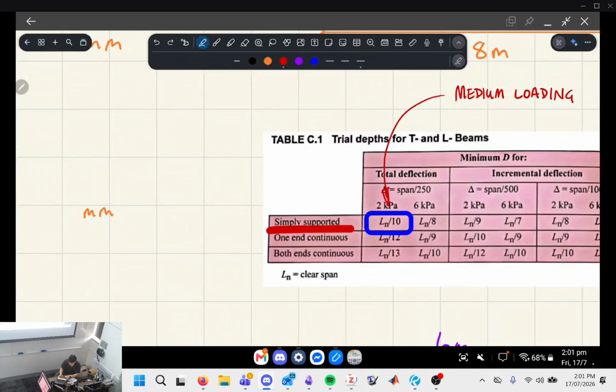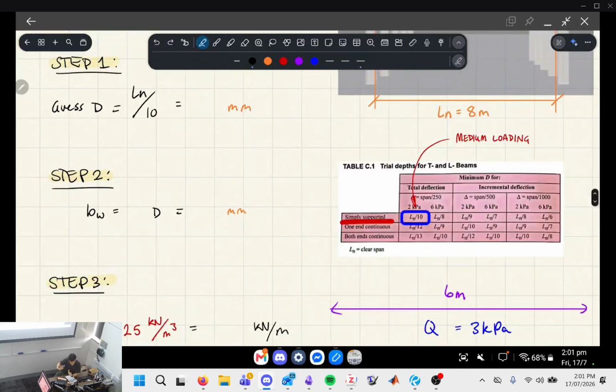The idea is they give you trial values based on whether you've got medium or high loading. Our loading is in the ballpark of 3 kPa, and then there'll be self-weight as well. So it's closer to 2 than it is to 6. So we're going to read off the column which says 2, which describes what a good initial guess would be for a medium loading.